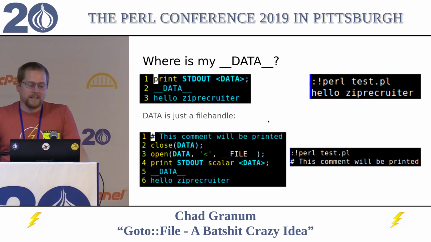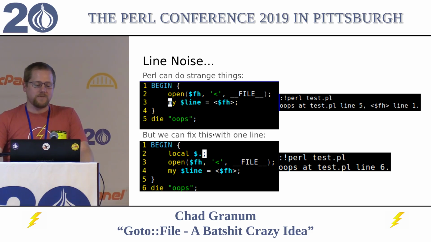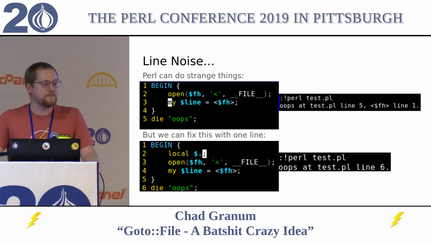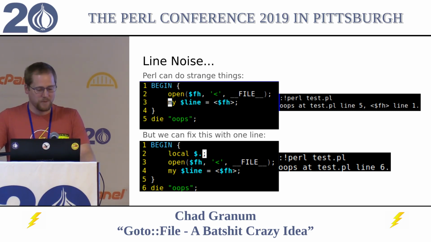Data. A lot of people don't realize, but the data file handle is just a regular file handle. You can close it and reopen it to whatever you want it to be. And so Perl can do some strange things. For instance, if you open a file handle and then read from that file handle inside a begin block, all your exceptions are going to append this at the end, telling you what file handle you last read from and what line. Once again, this will screw up tests if you suddenly have this injected into all your errors and warnings. But you can fix that because Perl has the magic $. variable. If you localize that first, it will no longer care that you have opened and read from a file.